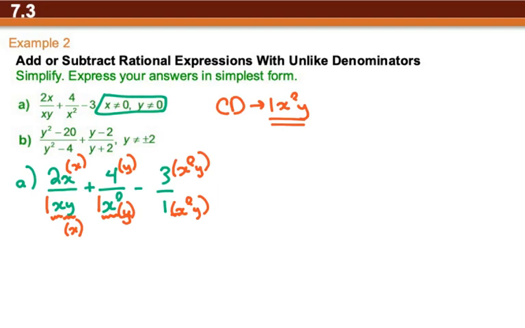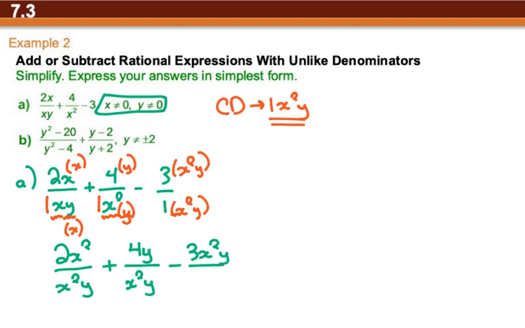Multiplying this out, 2x times x is 2x squared. xy times x on the bottom will give us x squared y. Next one, we have 4 times y gives us 4y. On the bottom, x squared times y gives us x squared y. Last one, 3 times x squared y gives us 3x squared y over also x squared y.